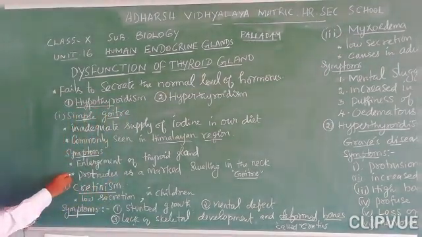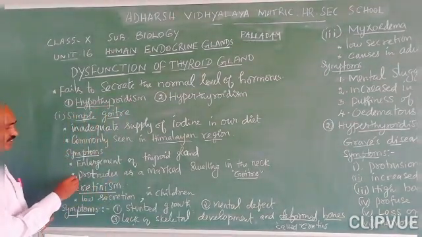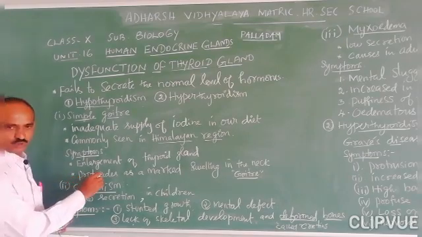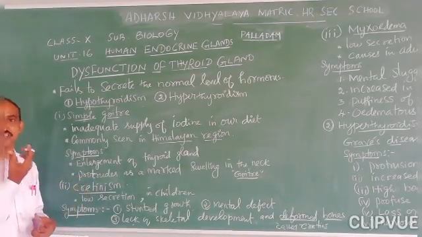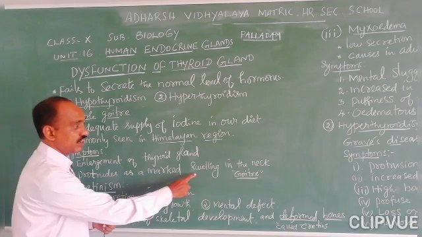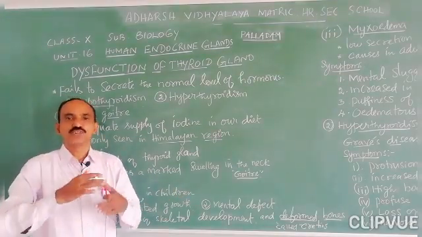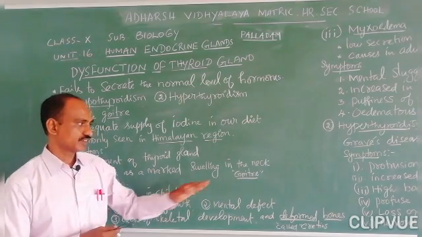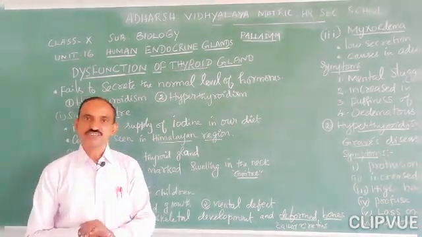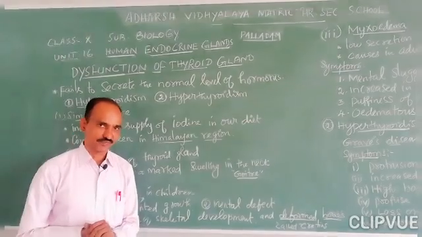Second point, you can see which protrudes. Protrude means coming out from the neck region as a marked swelling. Marked swelling means that particular region, the neck region only, will be swelling. That is called simple goiter.